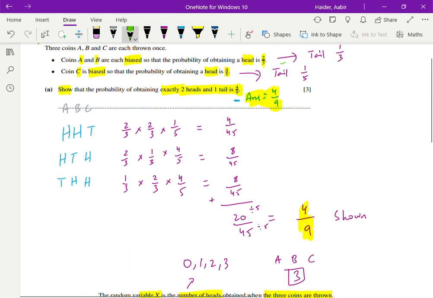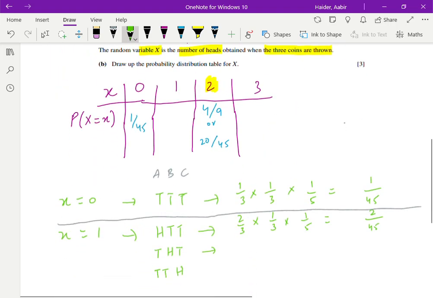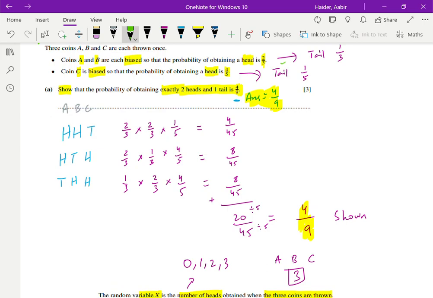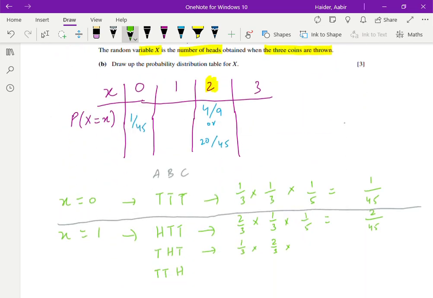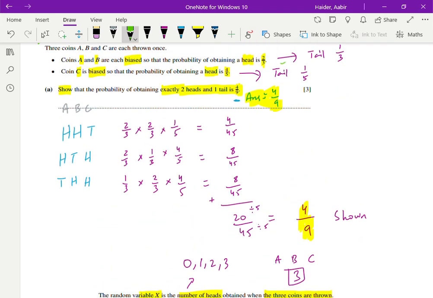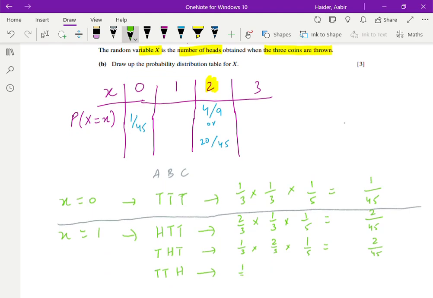Now you have tail. So tail for A would be 1 over 3, times head for B, that is 2 over 3, and times tail for C, that should be 1 over 5. Finally, it will also give you 2 over 45. And the last one is tail, tail, and head. So tail for A would be 1 over 3, tail for B will also be 1 over 3, and tail for C will be 1 over 5. So you can come up with 1 over 45. Now, if you add these up, how much do you get?